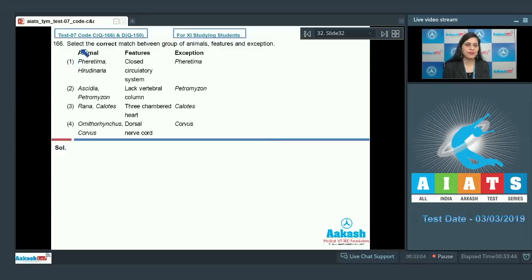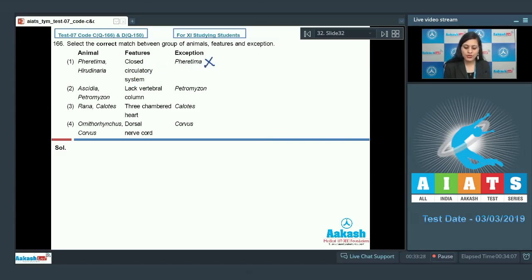Question number 166. Select the correct match between group of animals, features and exception. Group of animals in first option, Pheretima and Hirudinaria. Features, closed circulatory system. Exception, Pheretima.